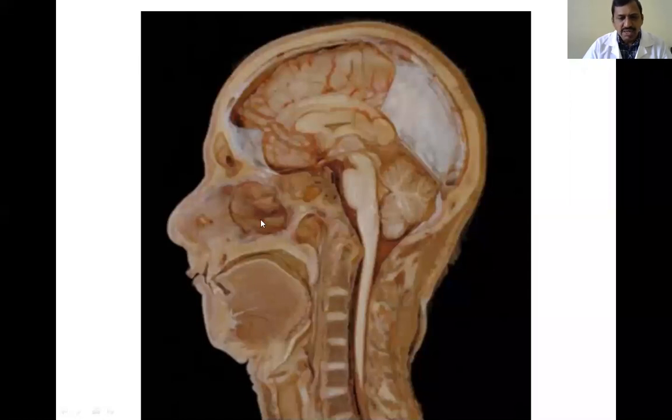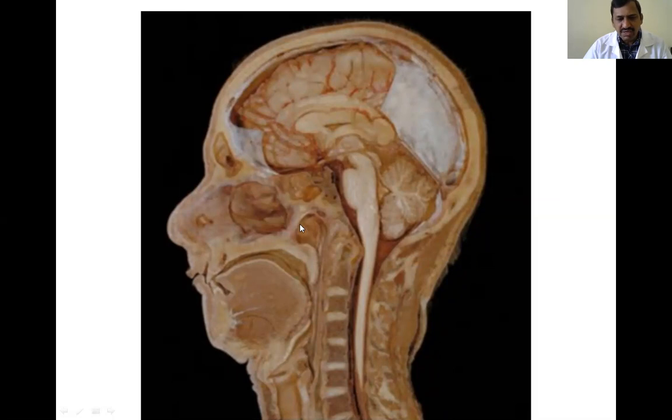Okay, and then you see this is the nasal cavity. Here this is the nasal septum, that is the midline. We are taking the mid-sagittal section. That is why this is the nasal septum. After that, this is the nasal cavity proper. Here you can see the inferior concha, the middle concha, and the superior concha.